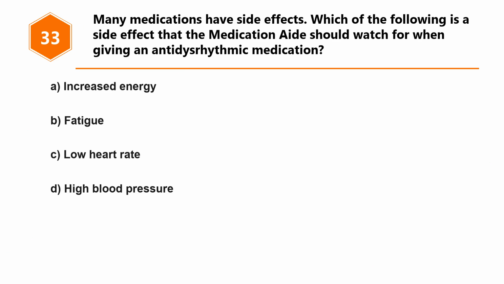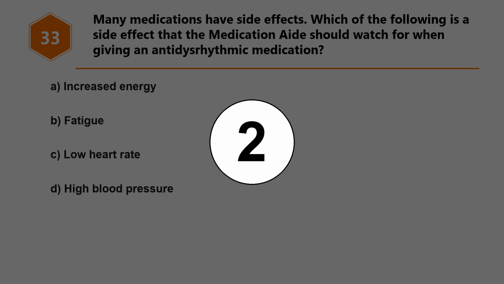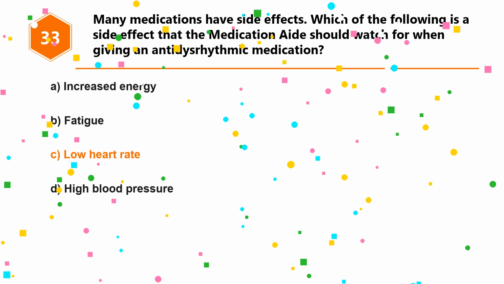Question 33. Many medications have side effects. Which of the following is a side effect that the medication aide should watch for when giving an antidysrhythmic medication? Option A. Increased energy. Option B. Fatigue. Option C. Low heart rate. Option D. High blood pressure. The correct answer is option C.